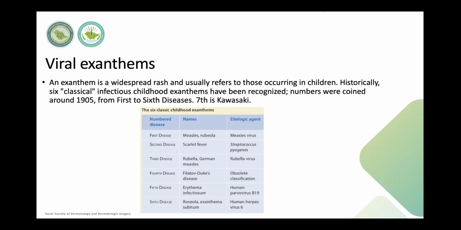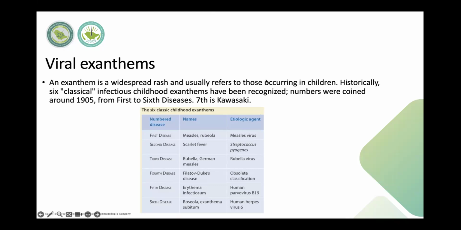So, for example, first disease is measles, and then second disease is scarlet fever, which is a bacterial disease, and so on. Third disease is rubella, fifth disease is erythema infectiosum, and sixth disease is roseola, which we are going to talk about all of them. Fourth disease most likely was just misnamed as a viral exanthem, and it was just a mild virus that had some kind of rash.